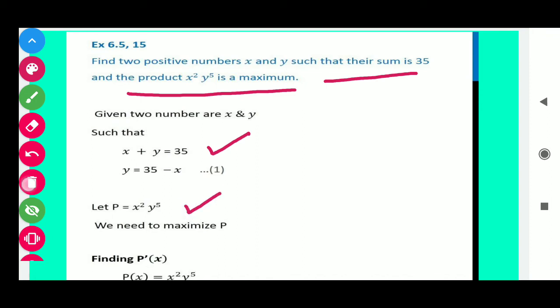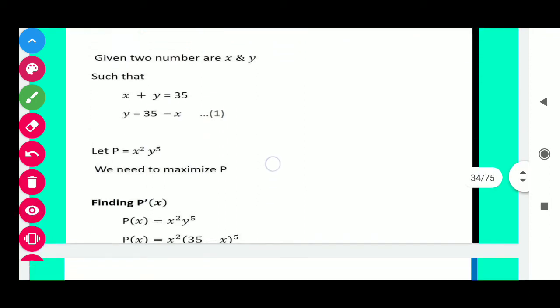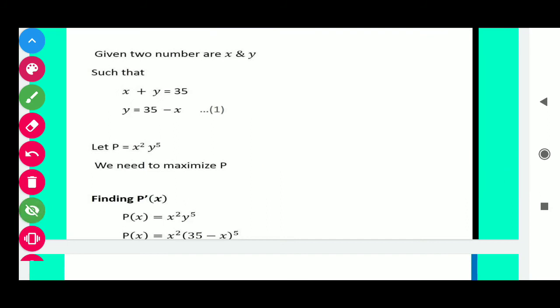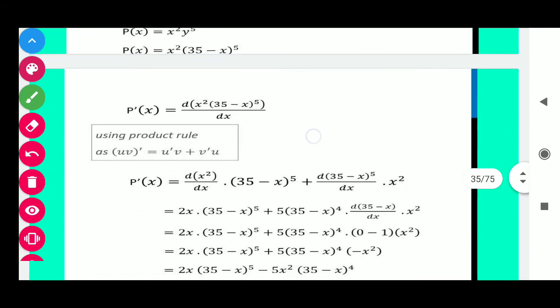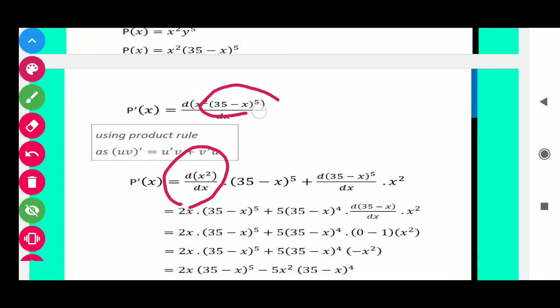So students, in this way we convert to a single variable, put the value of y in this one, and we get x squared (35 minus x) raised to power 5. Now do its derivative by using the product rule. X squared as it is, derivative of the second function, and you can also write the second function as it is, derivative of the first function. Turn by turn you have to differentiate the function.